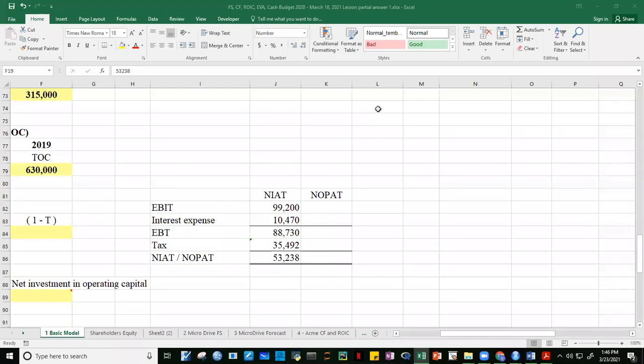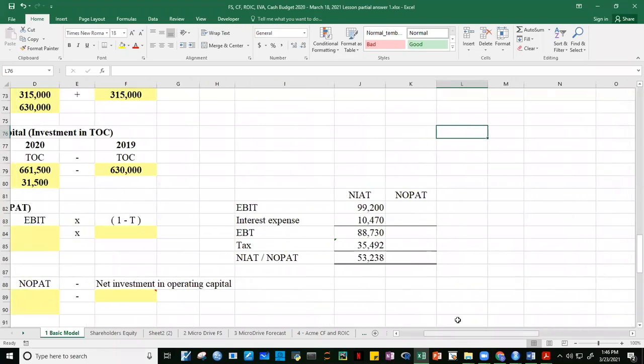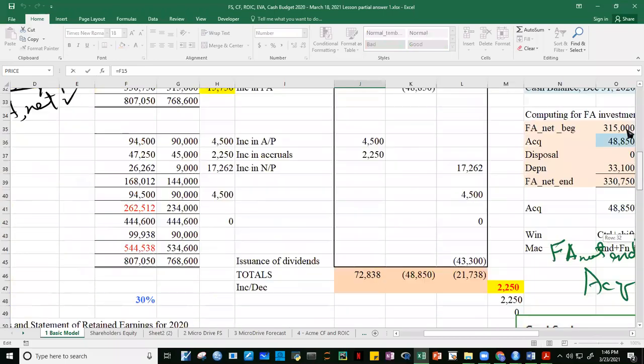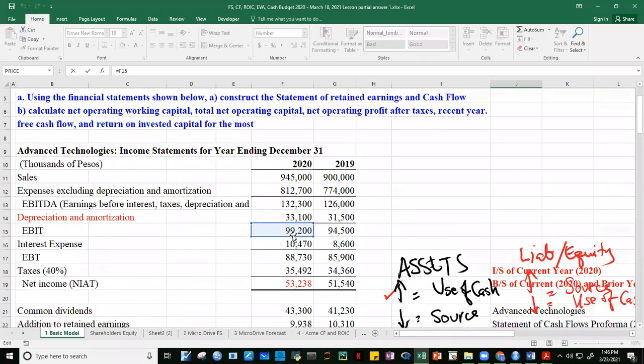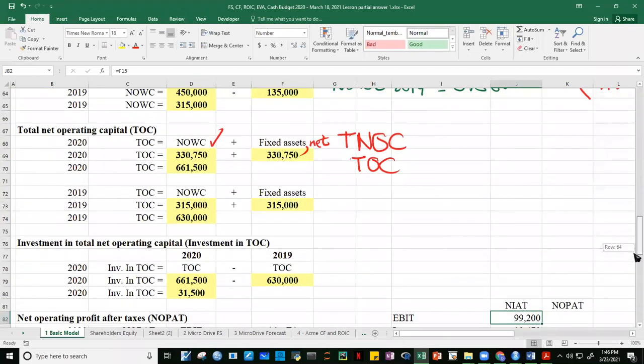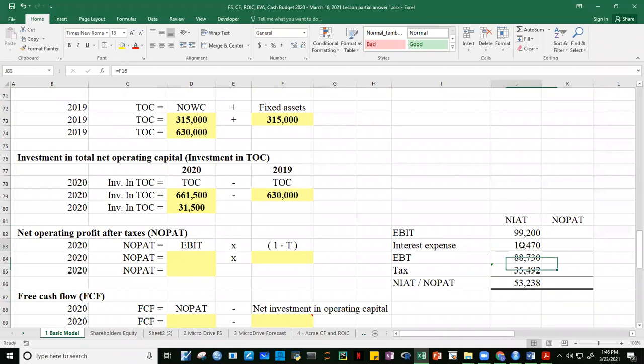Sir, can I see again how it's done? Okay, this just came from above. Okay, let me put it here. So this EBIT, I got it from the income statement, F15, which is your EBIT for 2020. Is that it? Yes. And then I copy the interest expense. It's also in F16.